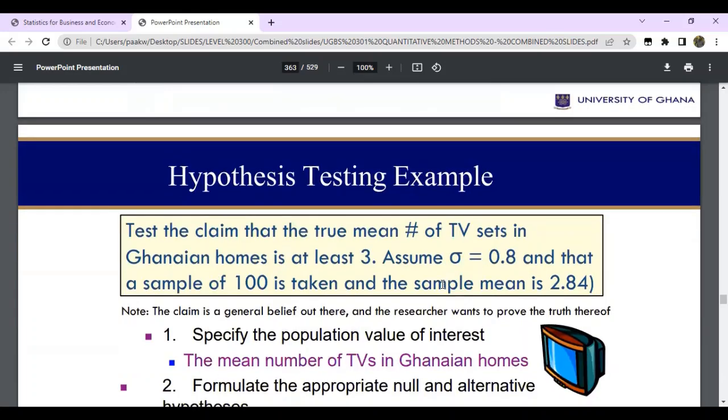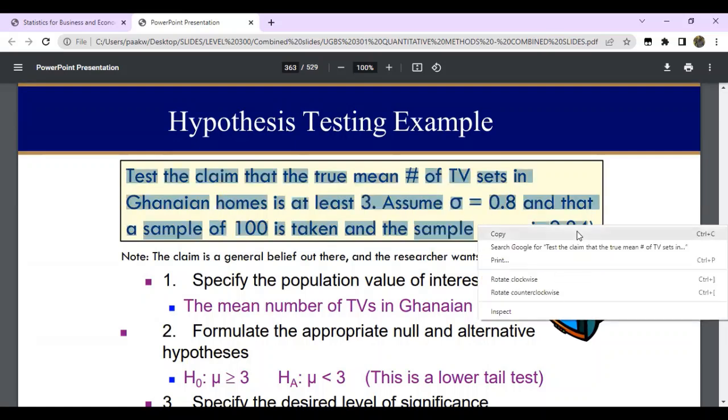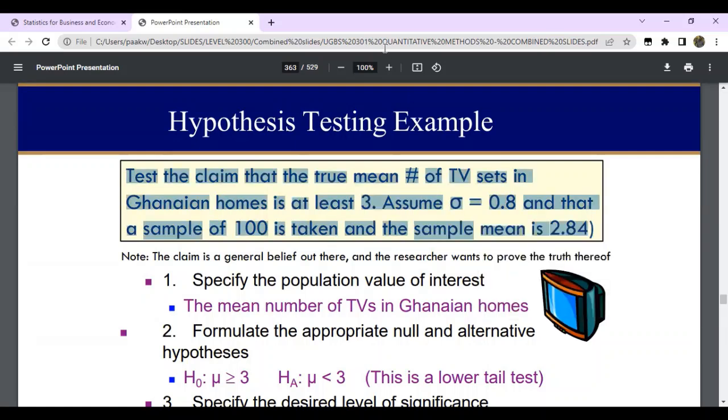So let's pick an example. Share the white screen.